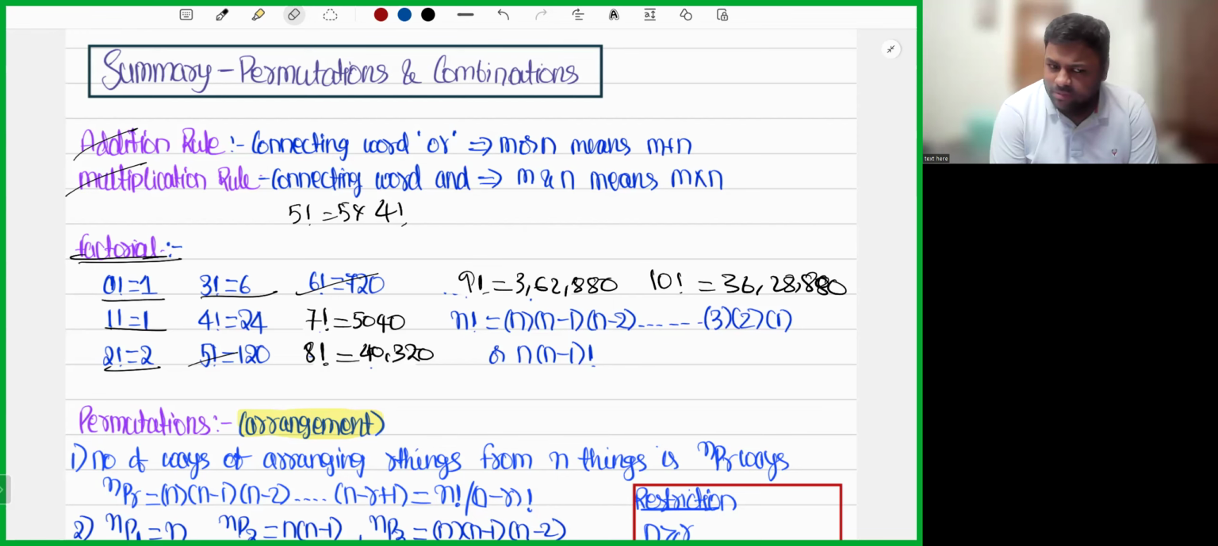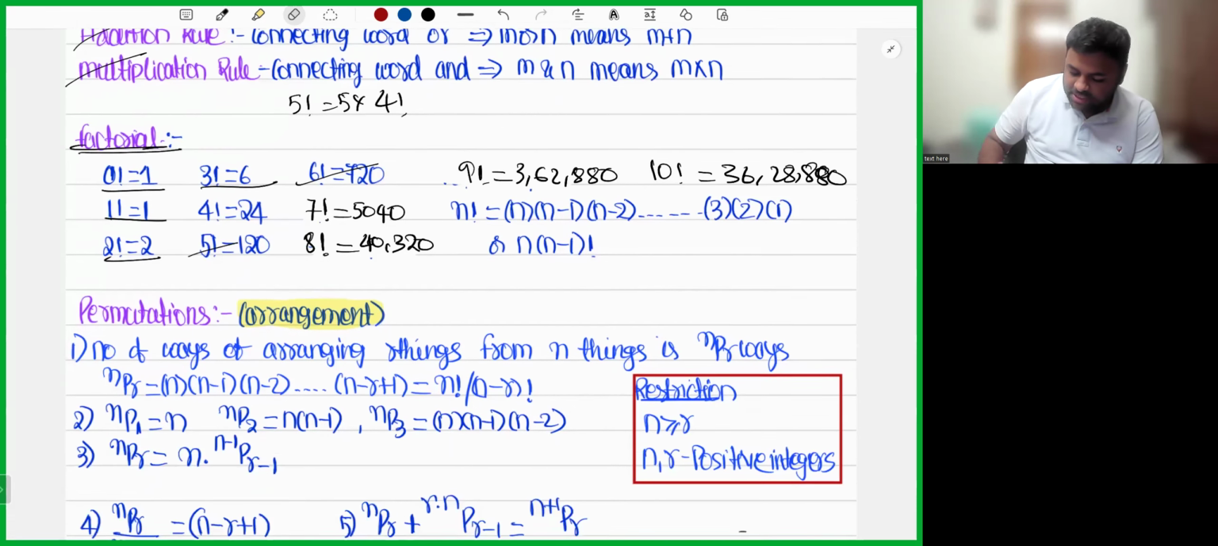Now, before starting with permutations, we were discussing two rules, addition rule and multiplication rule, right? I said if two or more things are connected with the word "or", you will be using addition rule. If two or more things are connected with the word "and", you will be using multiplication rule. Okay. Next step. Then we have discussed the factorial.